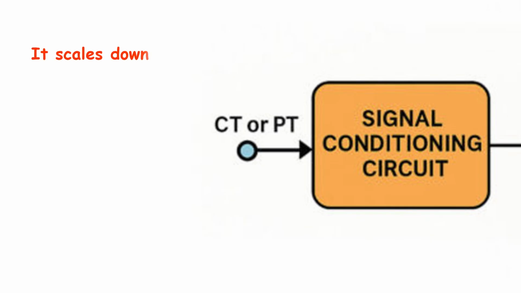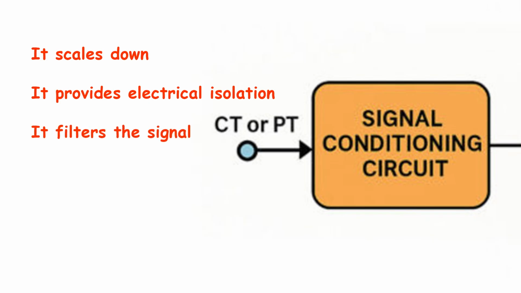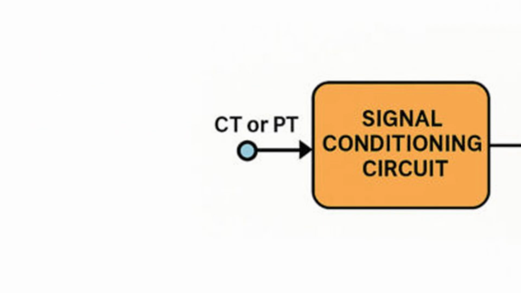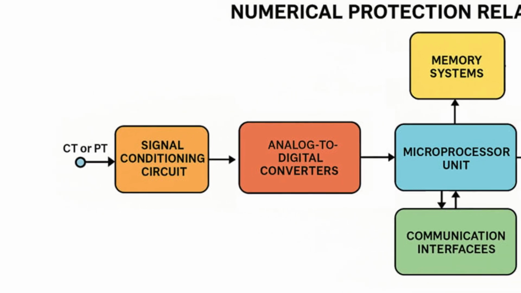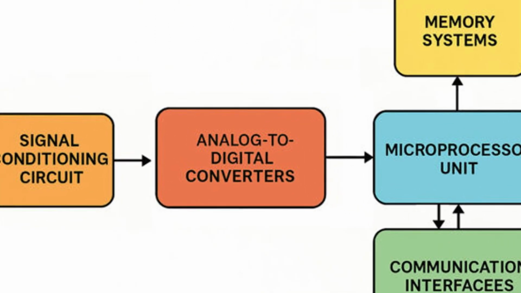It scales down the voltage or current to a much lower value, which is safe for electronic components. It provides electrical isolation between the power system and the relay's internal circuits, and it filters the signal to remove noise and unwanted high-frequency components so that the signal becomes clean. After conditioning, the analog signal becomes suitable for the next block, which is the ADC.